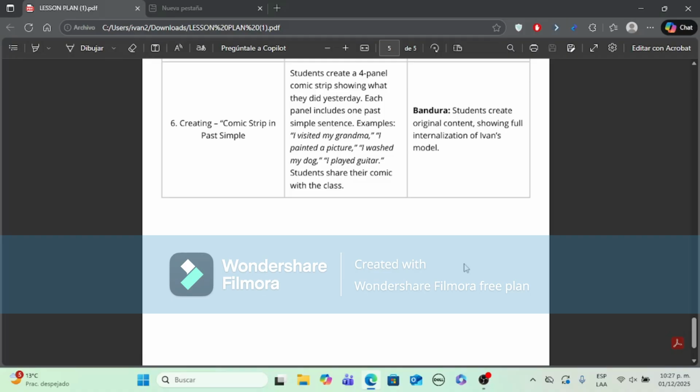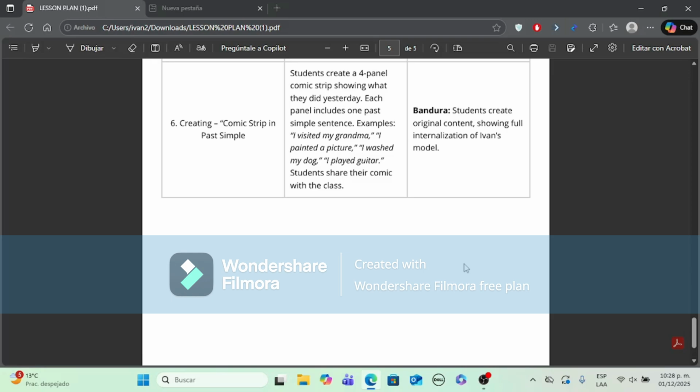In Bandura's theory, this demonstrates full internalization of the model behavior. After observing, retaining, reproducing, and evaluating, students are now creating. From the modeling observation perspective, this stage shows students are no longer dependent entirely on the model. They can produce original, meaningful language that still follows the pattern they observed earlier. This is the ultimate goal of any lesson based on social learning. Students transform modeled behaviors into their own creations.